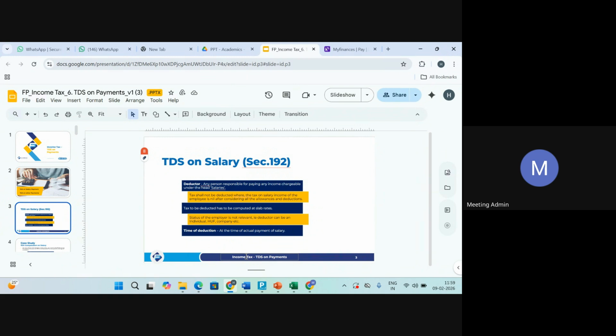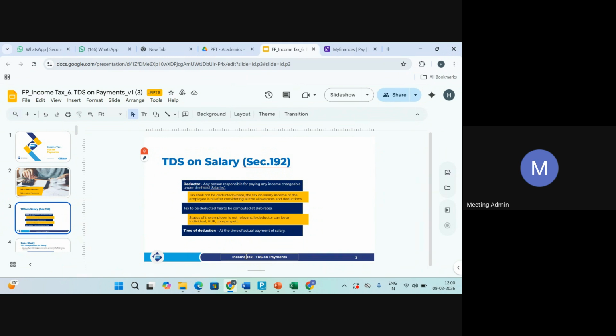If you go for any company, just take it as an example, I am working in FinPro. Before giving me the salary, they will deduct the tax amount that has to be paid. The company management, the deductor, will deduct from my salary. According to my knowledge, they will deduct 280 or 284 rupees per month, and on my behalf they will pay it to the government. That is how it will be. The deductor can be an individual, a Hindu undivided family, or a company also.